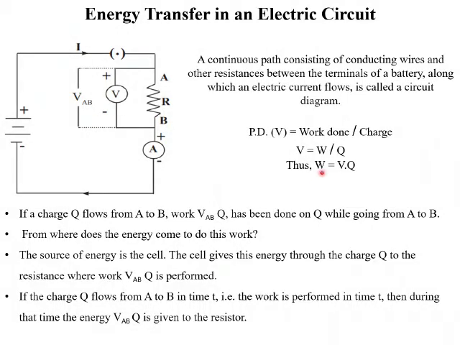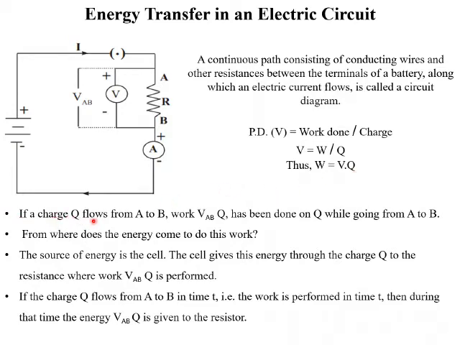We have studied the formula: work done is equal to potential difference into charge. So work done is equal to VQ. V stands for potential difference, Q for charge.